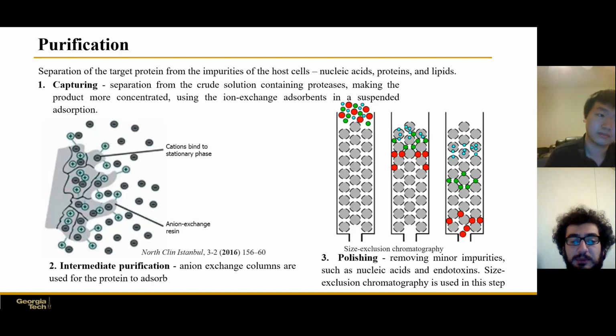And the last step is polishing. In this step, the minor impurities are removed, such as nucleic acids and endotoxins. And considering the smaller volume and concentration in the last step, we can apply size exclusion chromatography.